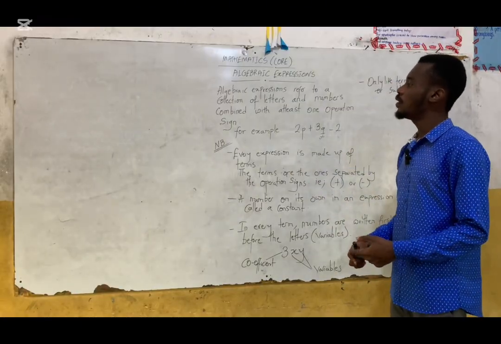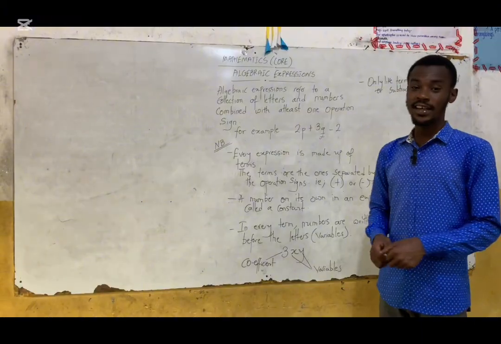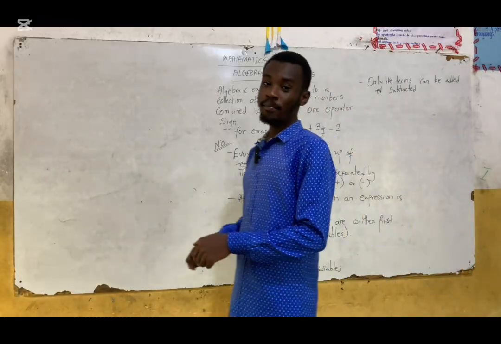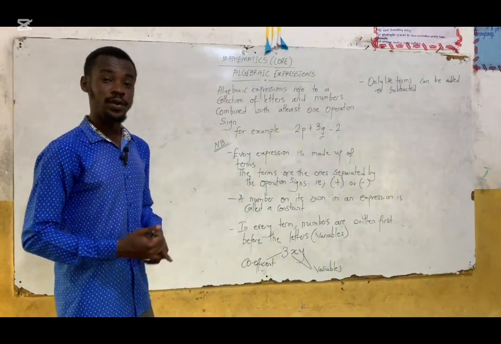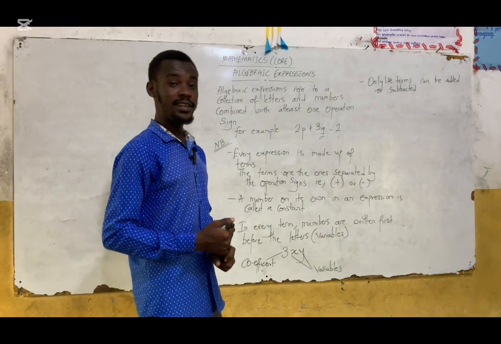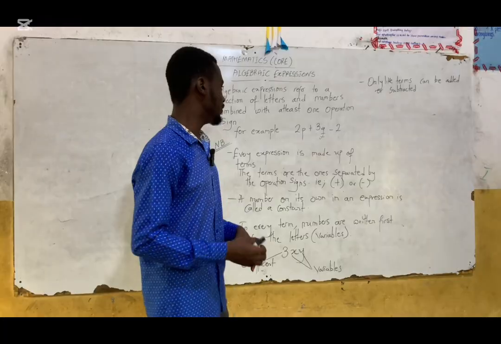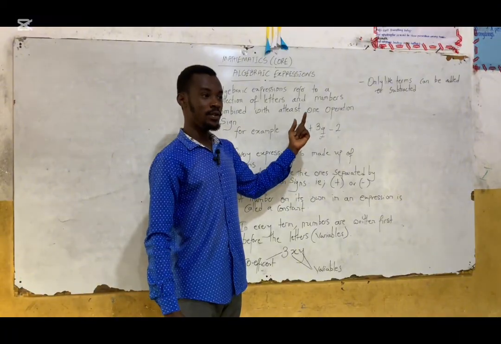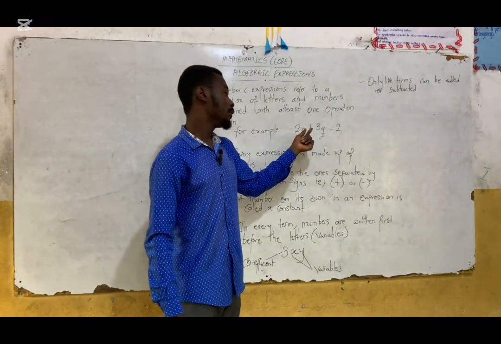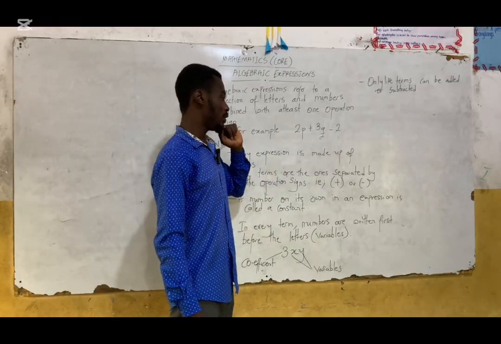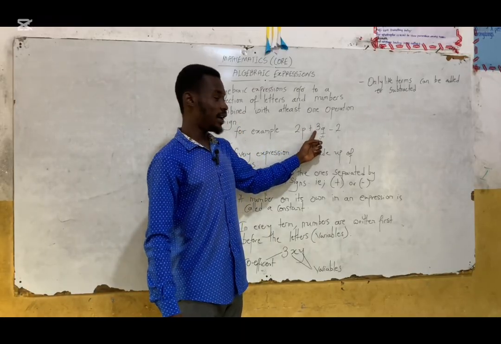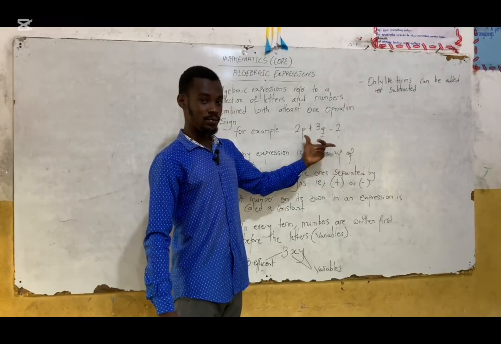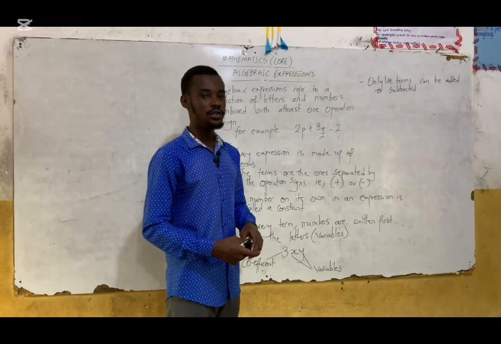Algebraic expressions refers to a collection of letters and numbers combined with at least one operation sign. So in algebraic expressions, you'll be seeing letters and numbers working hand in hand. For example, 2p, you see a letter and a number. Very soon you will know the relationship between the number and the letter as you go forward. You see there is an operation sign, and 3q, there is another operation sign and a number. So you are going to be seeing something like this when you talk about algebraic expressions.